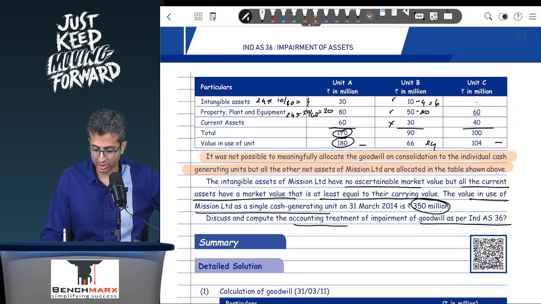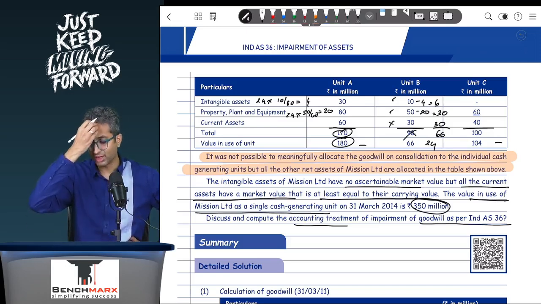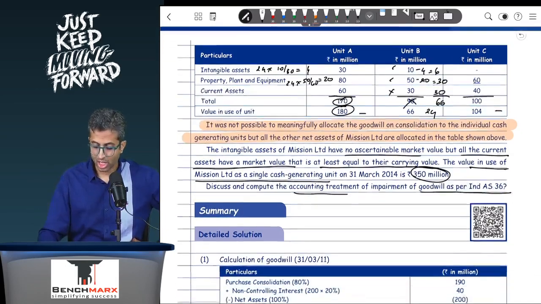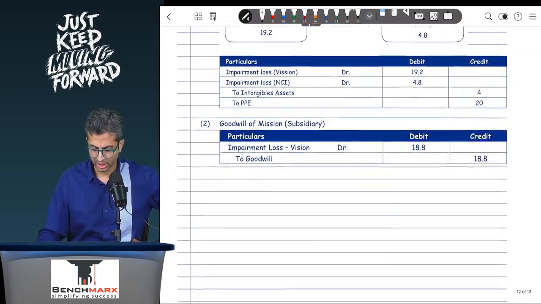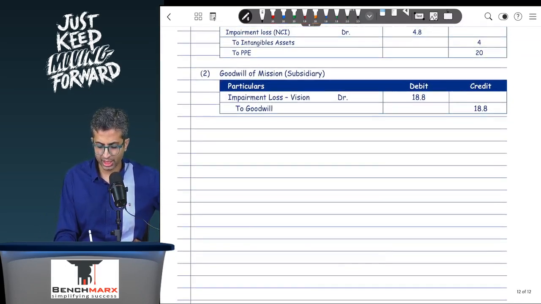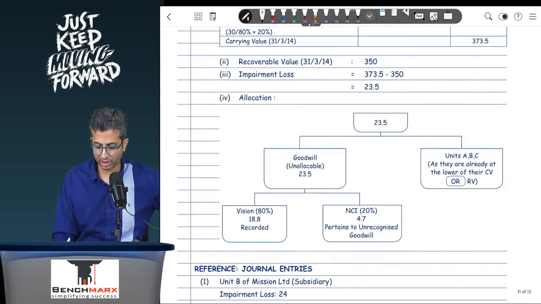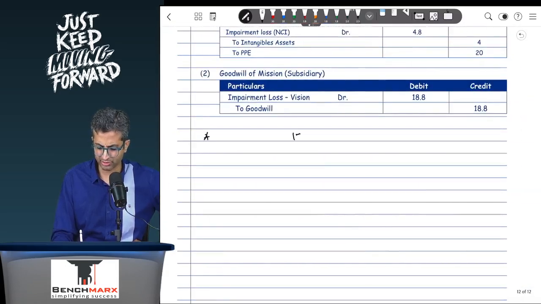So I will say 10 minus 4 and 50 minus 20. So this will come to 6. This will individually come to 30. And for current assets it will still be 30, and hence you will come down to 66. So this is your carrying value for the unit B. Now if I look at the company as a whole, it includes unit A, which will continue to appear at the carrying value, I think, which was 170. Unit B, which will now appear at 66. Unit C, which will appear at 100.